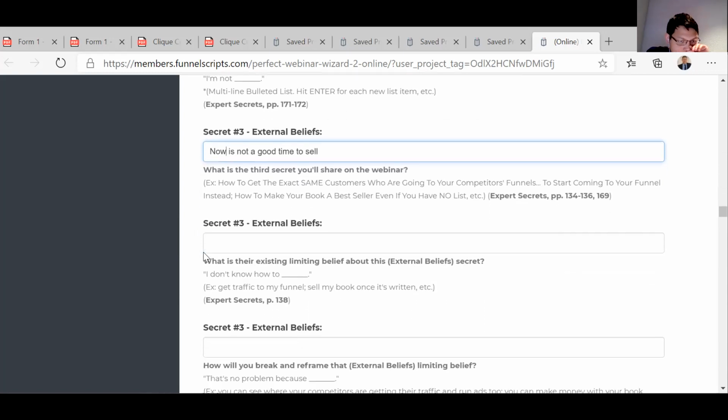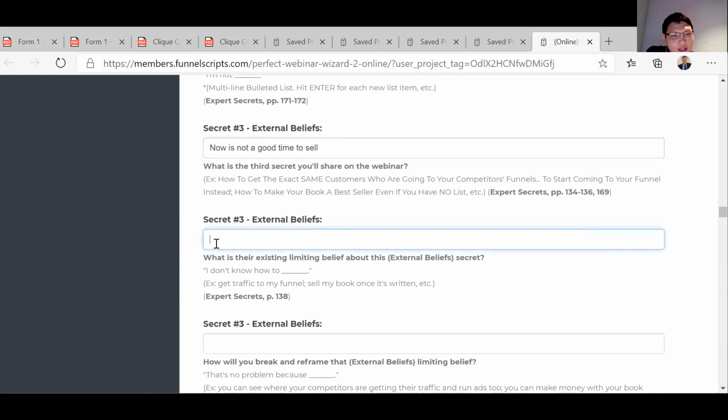If you scroll down to secret number three, maybe people say, I don't know if this is the right timing to sell, or if this is the right market to sell. External belief is basically an external condition they cannot control. Time they can control, because if they decide to sell property, they can make time. But external factors like COVID-19, a pandemic, or market conditions they cannot control. But this is something they believe.